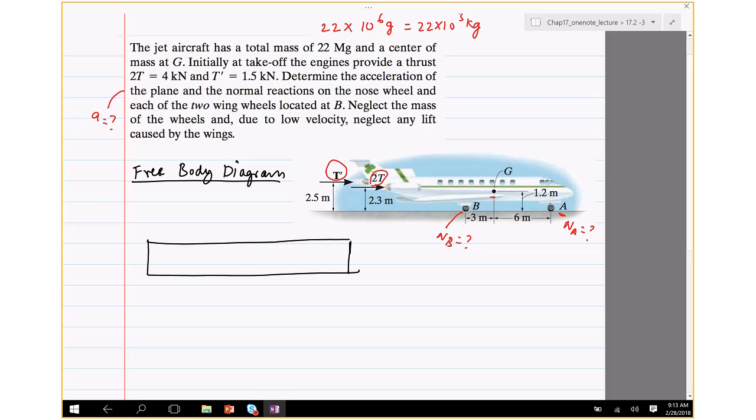Okay, so you do not have to draw the plane. You do not have to show artistic skills. You can just draw a box. That's fine, as long as you show the forces right, it should be good. But if you want to draw the plane, please draw the plane. No extra points though.